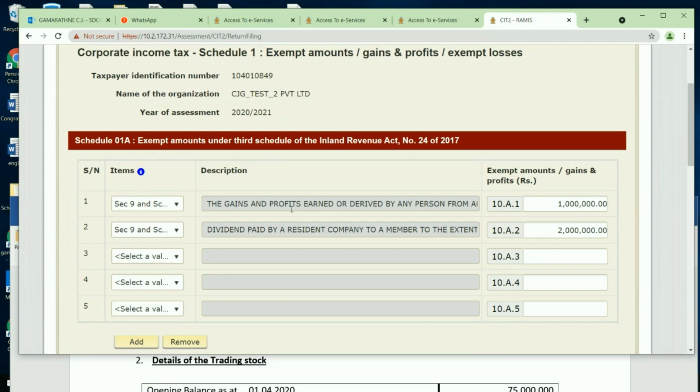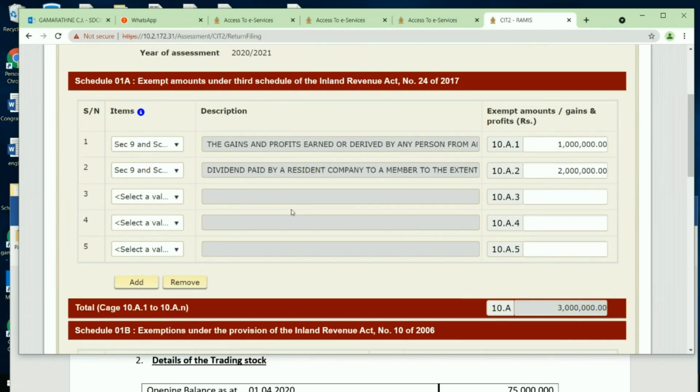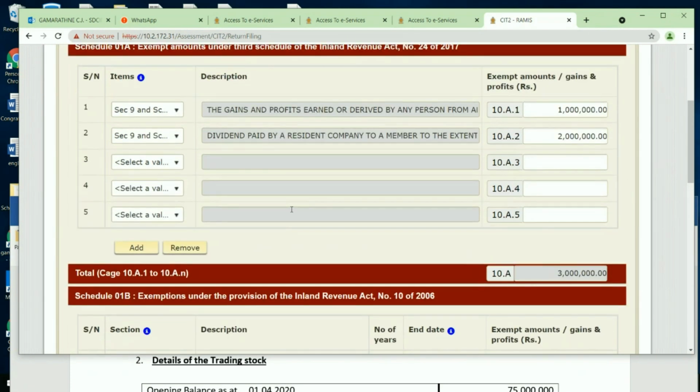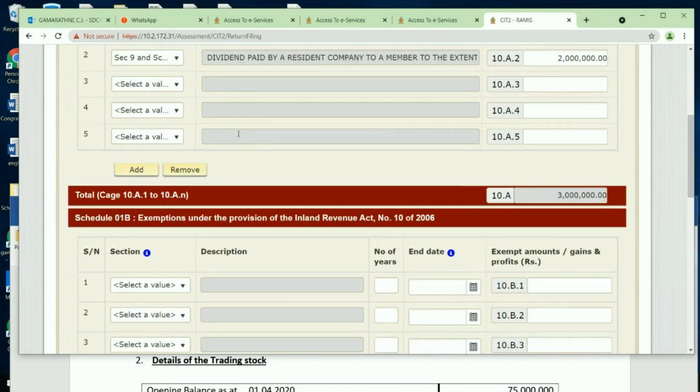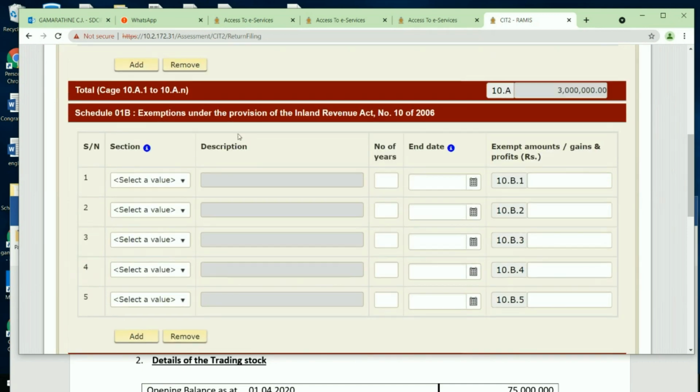The second one is related to dividend. They received 2 million in dividend, right? It is mentioned on the second line. Both relate to provisions of the Inland Revenue Act number 24 of 2017, right? So then we complete Schedule 1A.